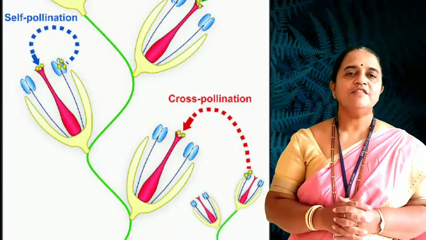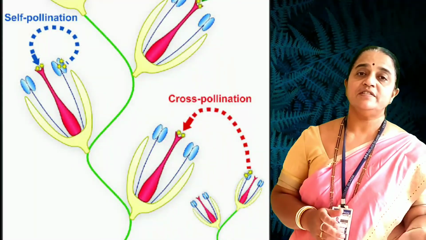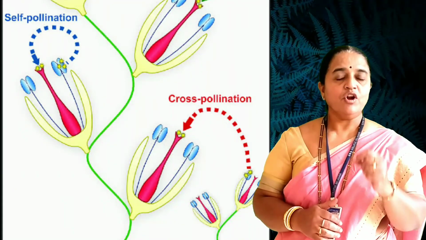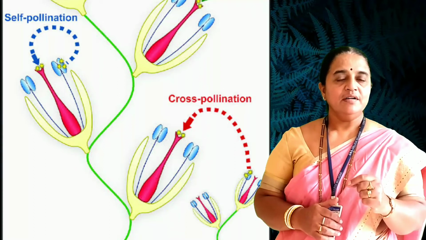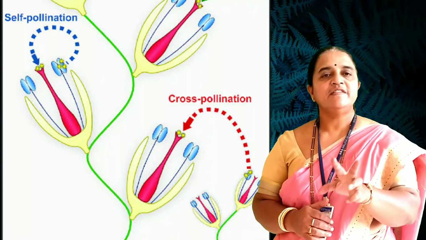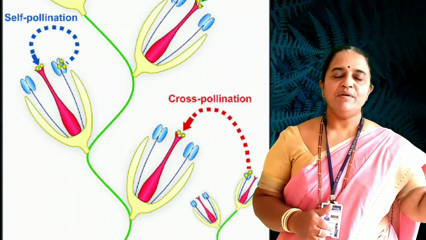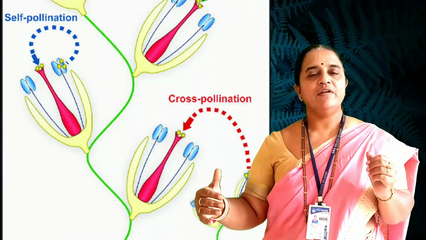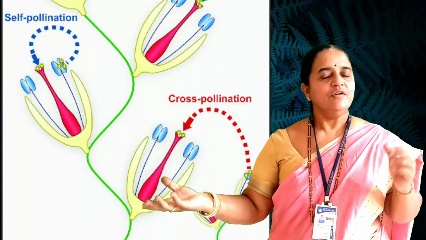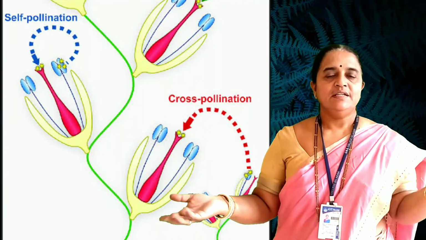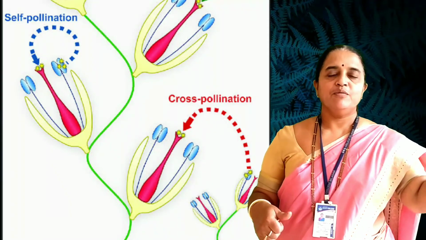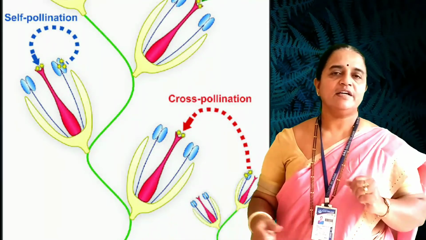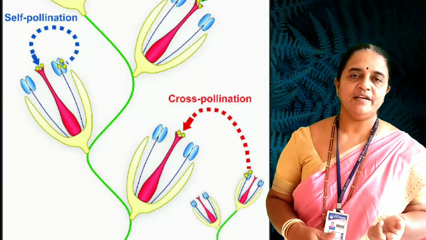Here in cross-pollination, what are the conditions required? Number one, cross-pollination occurs when the flower is unisexual. Means staminate flowers will produce the microspores and pistillate flowers produce the megaspores. So here there is no option. From one flower, microspores are transferred to the stigma of another flower. This is one condition, known as unisexuality.